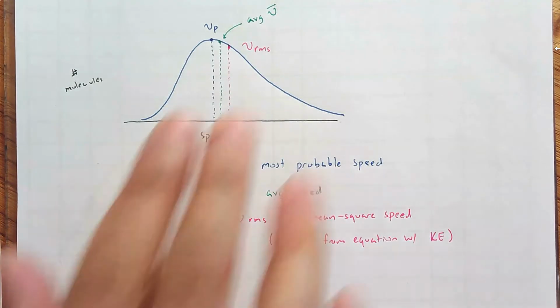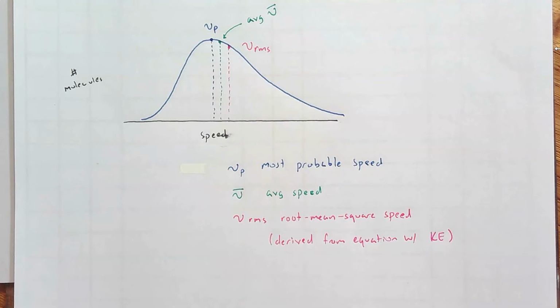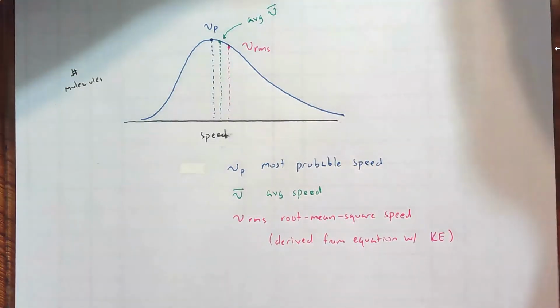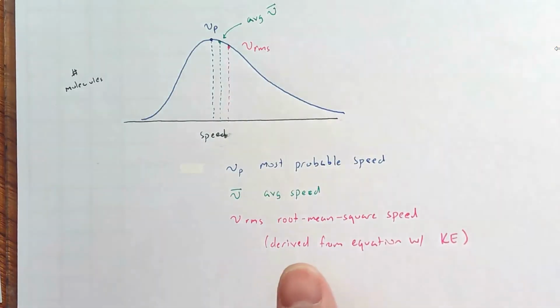Okay, just remember that graphically, what the different types of speeds can be observed. Okay, next, we're going to take the VRMS and compare two different gases.